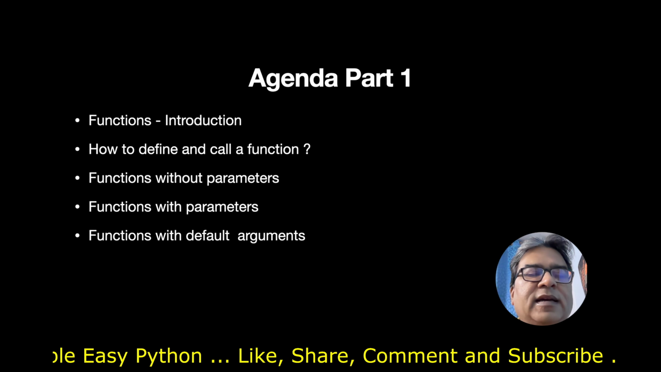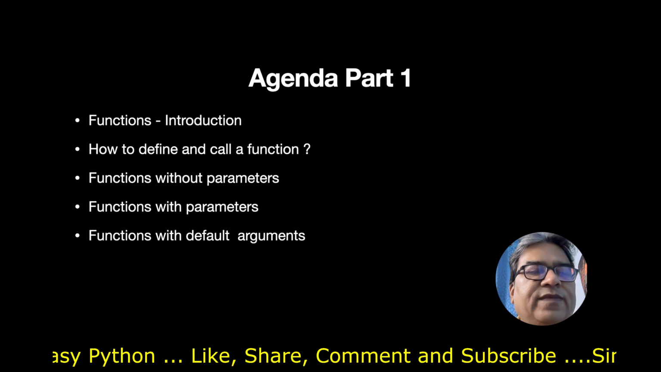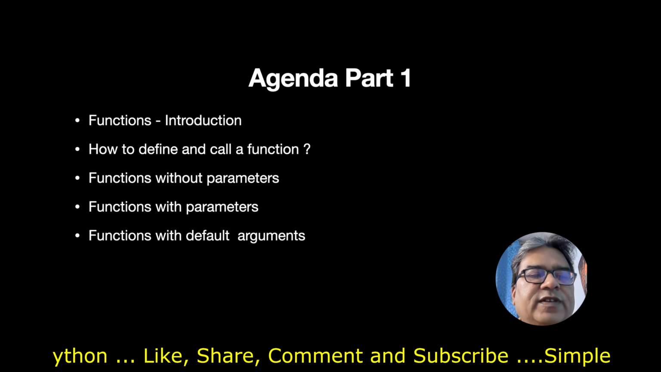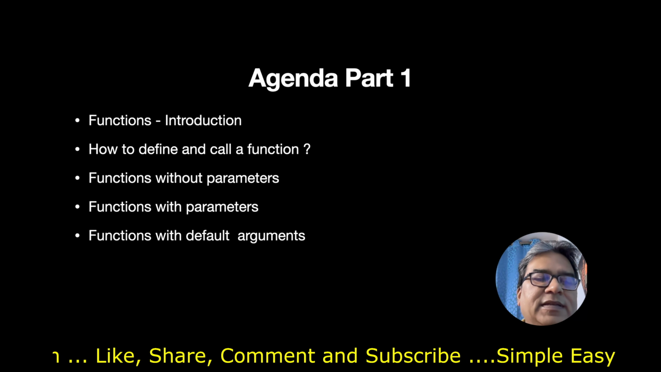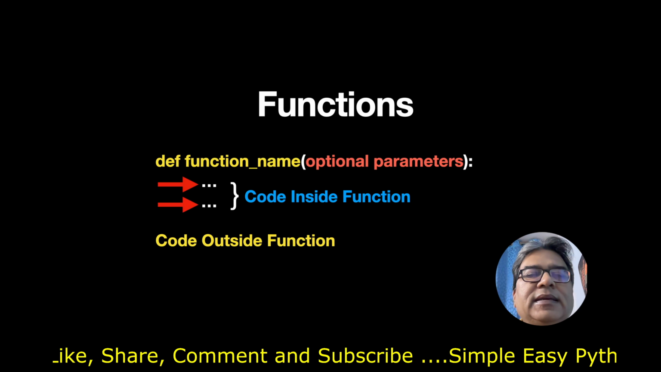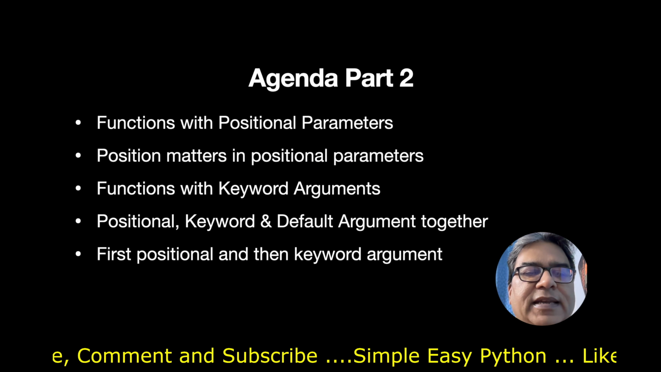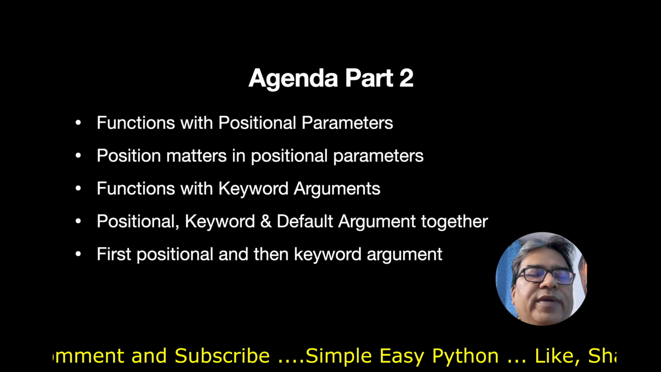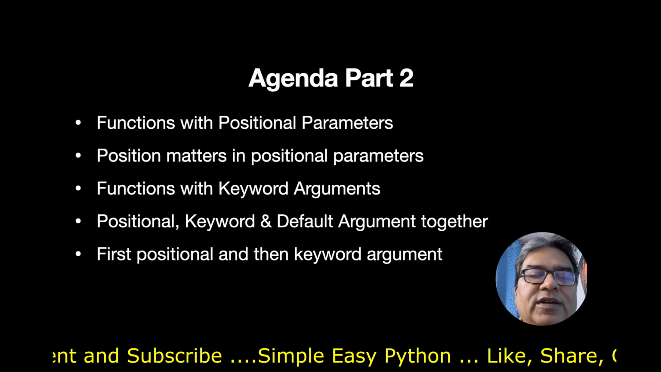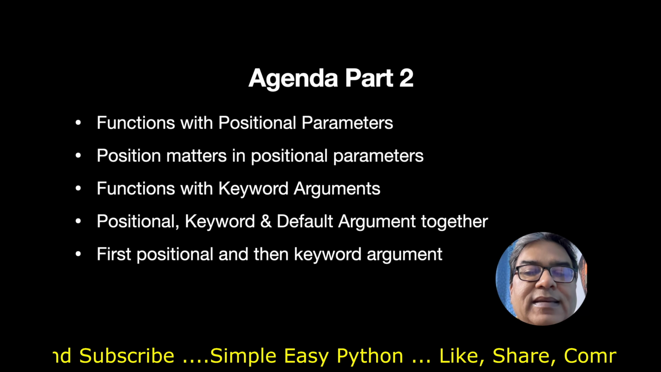In the first part I covered the very basic stuff like function, how to define a function without parameters and with parameters and default arguments. Now in this second part I am planning to cover positional and keyword arguments and how we can use positional, keyword and default arguments all together in one function.